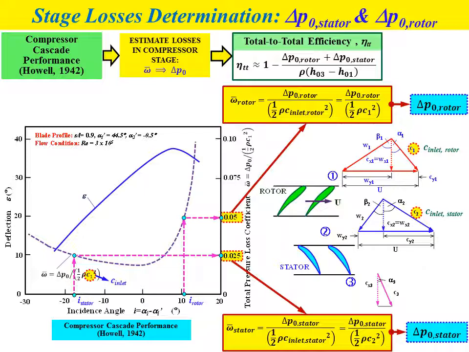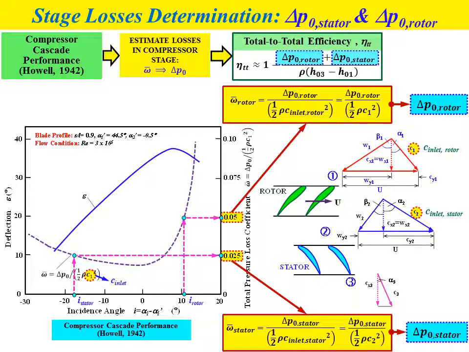And from the omega bar for the stator, we rearrange the equation to obtain the value for delta P naught for the stator, the total pressure loss in the stator. So when we obtain the value of delta P naught for the rotor and also for the stator, we can substitute these values into the total-to-total efficiency equation.